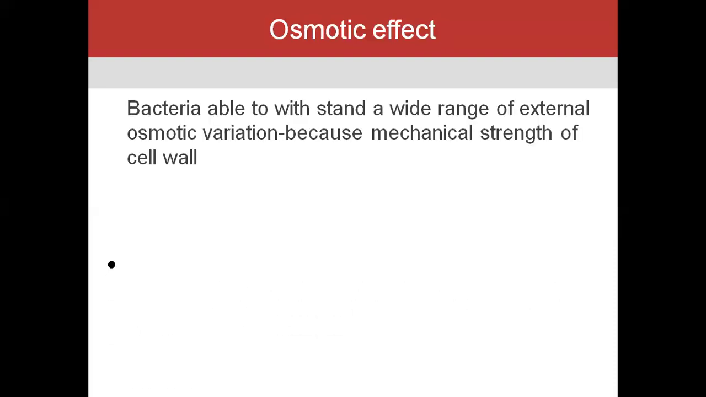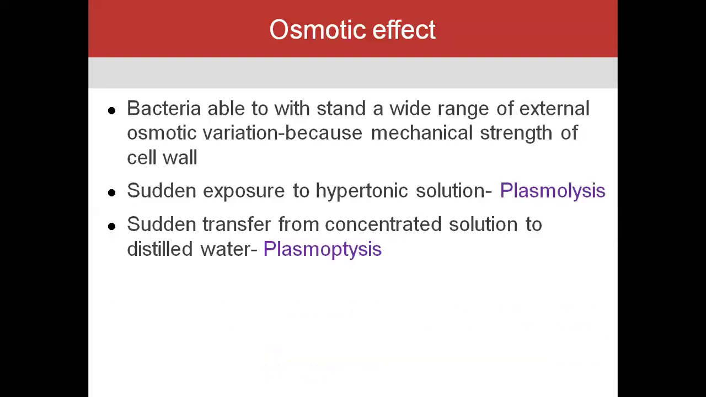Next, osmotic effect. Bacteria are able to withstand a wide range of external osmotic variations. Why are they able to do so? Because of their tough cell walls. But sudden exposure of bacteria to a hypertonic solution leads to plasmolysis. What is plasmolysis? It is the shrinkage of the protoplasm. Sudden transfer from a concentrated solution to distilled water leads to plasmoptosis. What is plasmoptosis? That is a rupture of the cell wall.